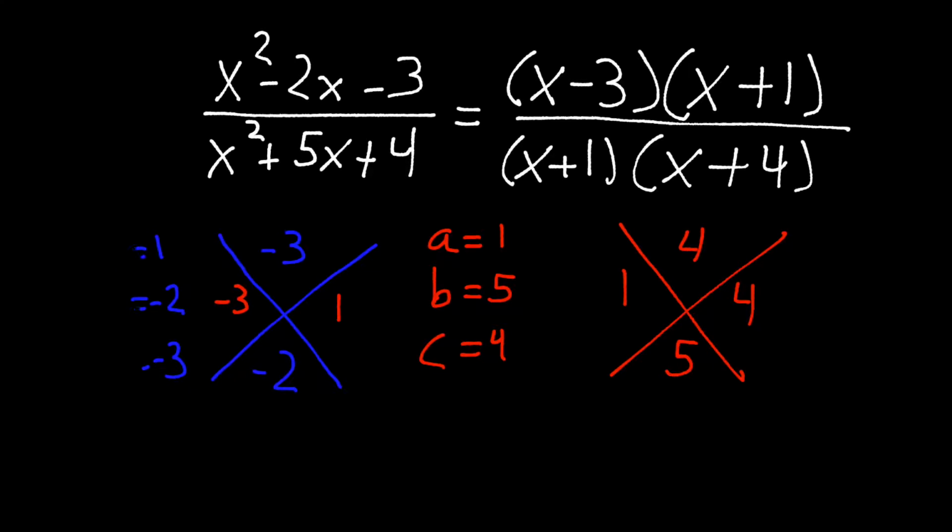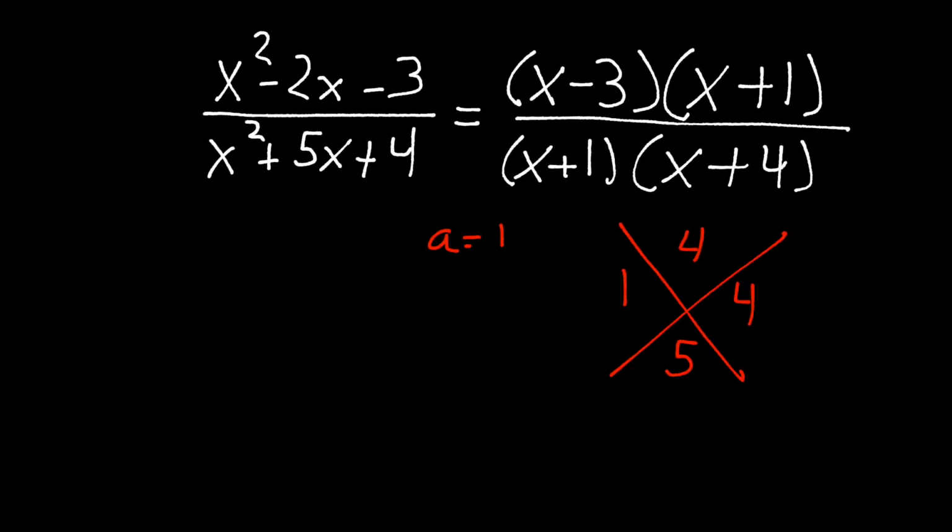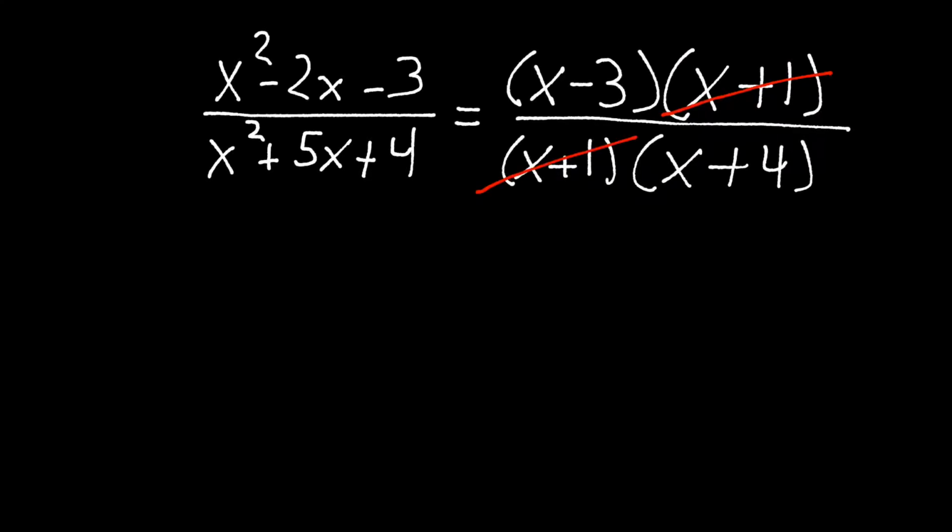And as I'm erasing this, I want you to take a look at those factors, and are there any factors the same from top and bottom? And hopefully you notice that, yeah, they both have x plus 1 on the top and the bottom. They share that factor. Well, since they share that factor, it can divide itself out. And we're left with our final answer of x minus 3 over x plus 4. There's our final answer. We have now successfully simplified.